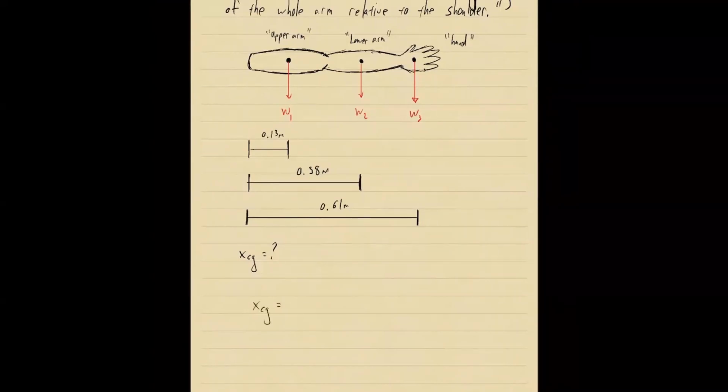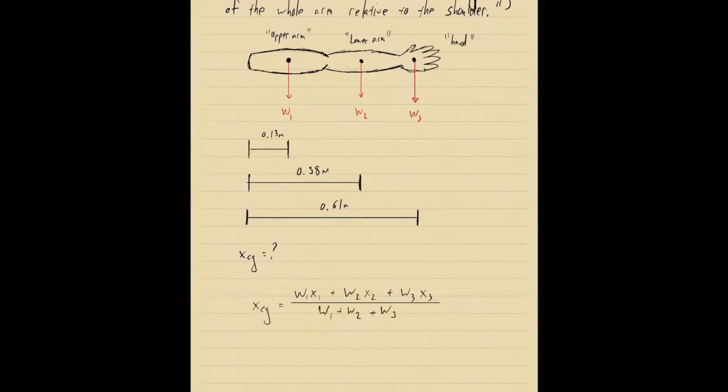So the center of gravity is just where the first force is acting times how far we are away from our axis of rotation, plus where the second force is acting, or how much the second force is times the distance away from the axis of rotation, plus the third force multiplied by how far away from our axis of rotation we are. And we're dividing by the weight or the magnitude of all these weights. Like that.